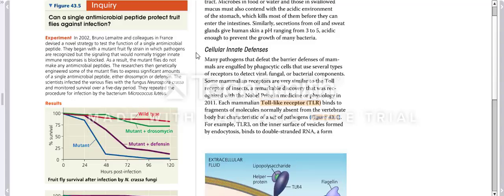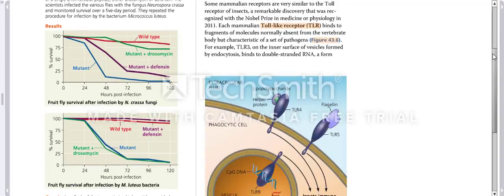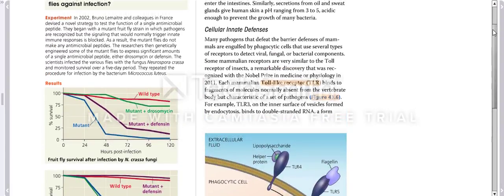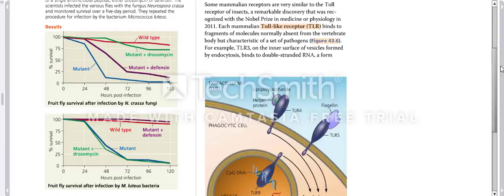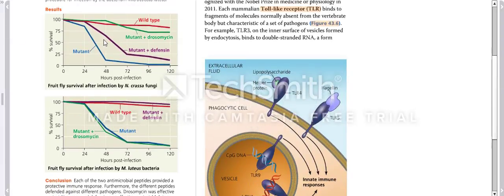And actually, you guys probably can't see that. So up here is just the background of the experiment, but down here are the actual charts. So this is the chart. On the top is survival against the fungi, and bottom is against the bacteria.